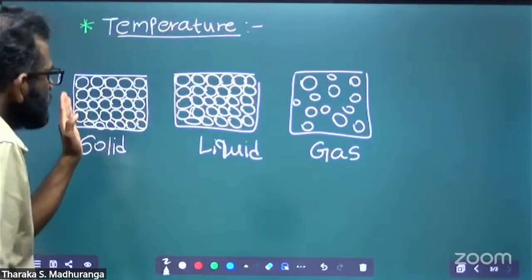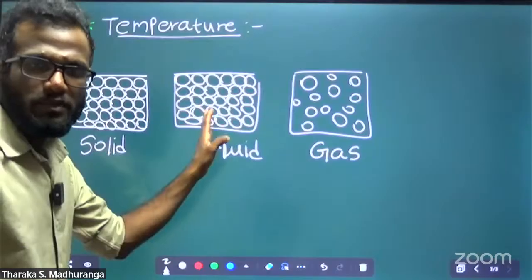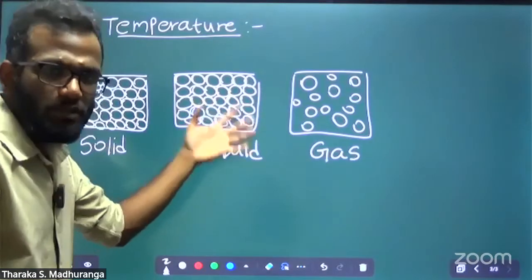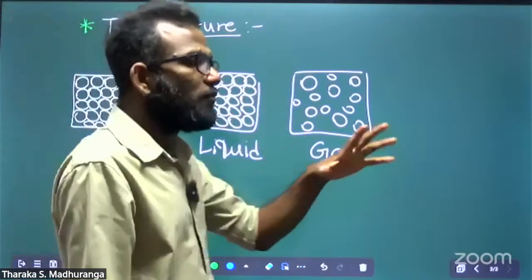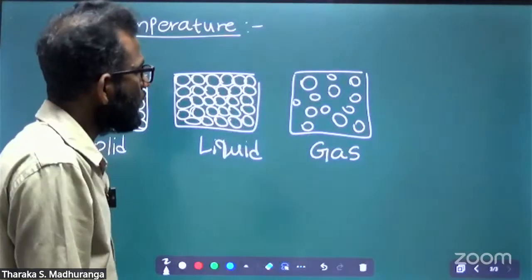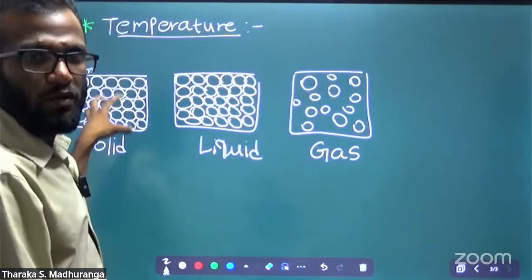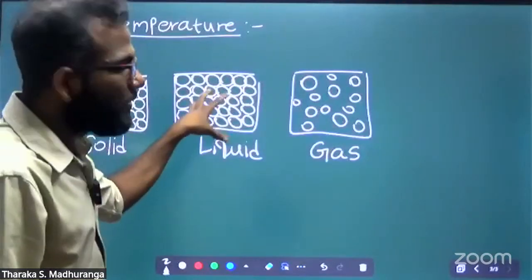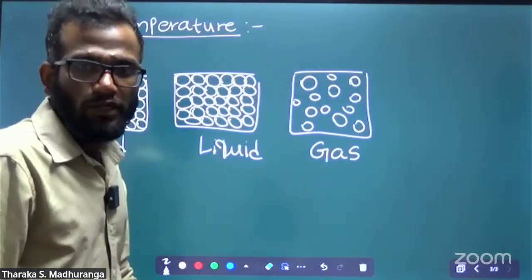Now you can understand, it has strong intermolecular bonds, a medium intermolecular bond between these two molecules. Gases have weak intermolecular bonds, and the spaces gradually increase: low spaces, medium level spaces, and high spaces between molecules.